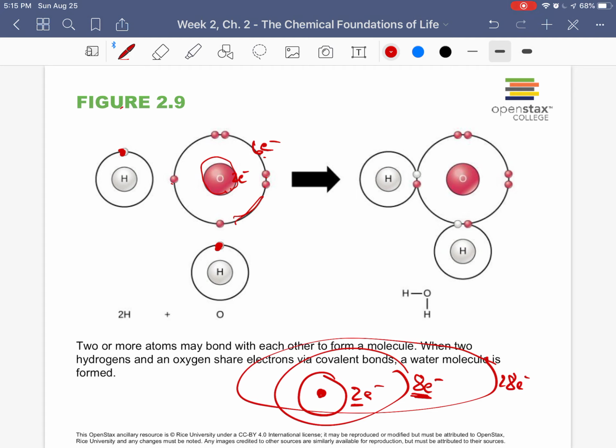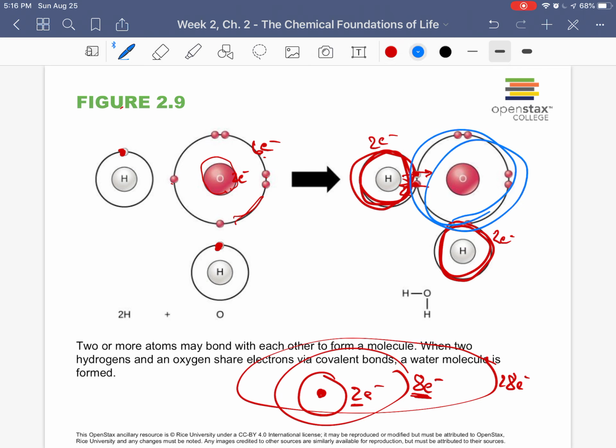So what it does is it shares electrons with hydrogen. So hydrogen is sharing its electron with oxygen. Oxygen is sharing its electron with hydrogen. So now hydrogen has 2 electrons circling its nucleus, right? And oxygen gets hydrogen's electrons. Well, oxygen does it twice. So this hydrogen now has 2 electrons circling the nucleus. And this oxygen will have 8 electrons in this valence shell now.